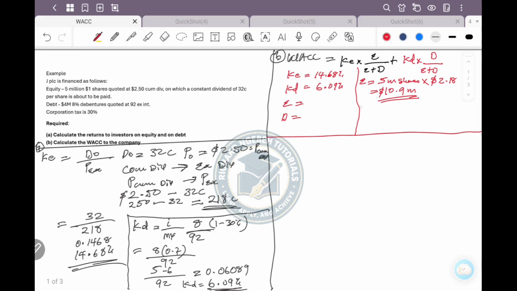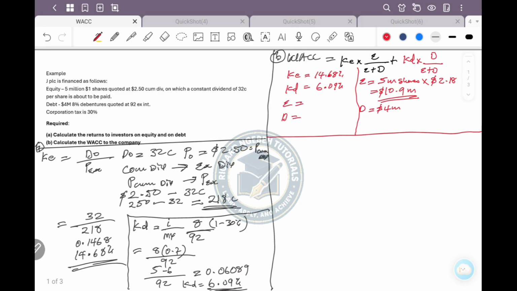What do we need now? Debt. For debt, we have $4 million. Okay, but what is the value of the debenture? How is it quoted? We remember our nominal value of debenture is $100.